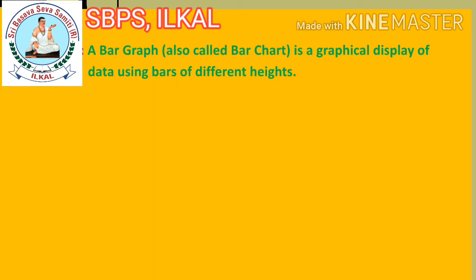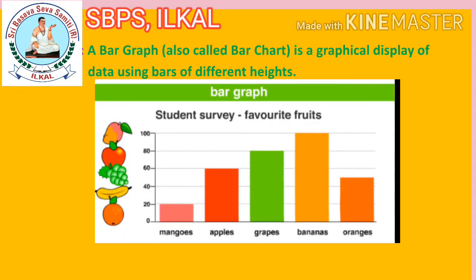Let's draw a vertical bar graph for the same data. On the horizontal axis, favorite fruits. On the vertical axis, number of students. If you draw accurately, children, mangoes 20 students like, apples 60, grapes 80, bananas 100, oranges 45. A bar graph is a graphical display of data using bars of different heights, leaving equal space between the bars.